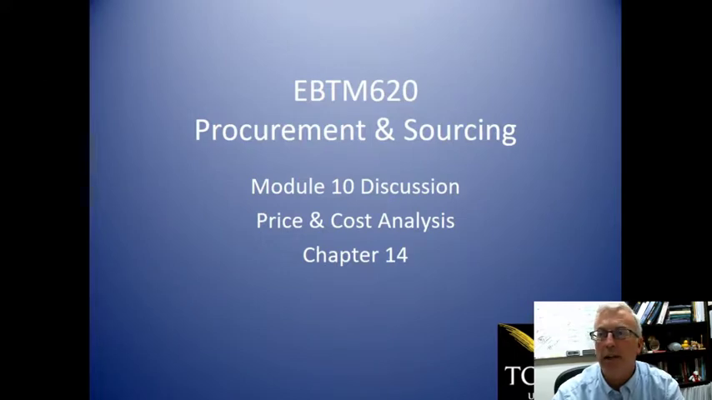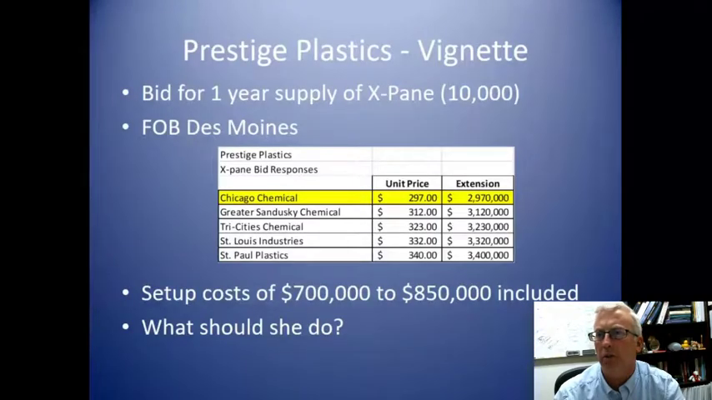Welcome to Module 10. We're going to take a little look at the content here so I can give you some items to watch out for as you're digging into the materials this week. First, at the beginning of the chapter is this Prestige Plastics. I call it a vignette. It's a little story of a situation about a bid that has come in and is being analyzed. And please read that.